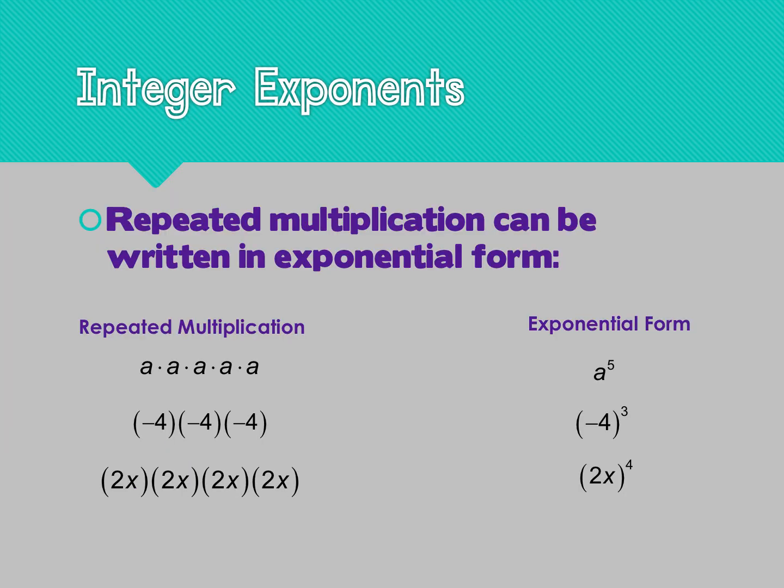All right, so you've seen integer exponents before. This is just a way to shorthand repeated multiplication. For example, if I have a times itself 5 times, that's written as a to the 5th power. If I have negative 4 times itself 3 times, that's negative 4 to the 3rd power. And 2x times itself 4 times is 2x to the power of 4. It doesn't matter what the base is, as long as it's the same thing being multiplied by itself however many times, you can write it in exponential notation.